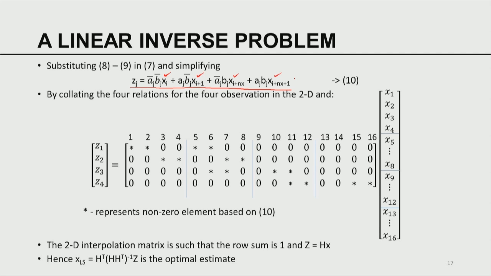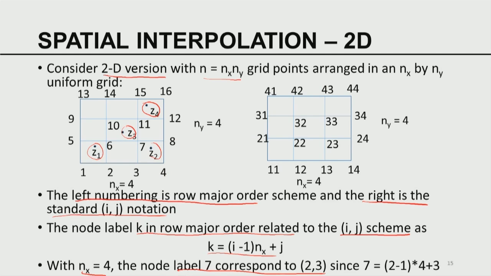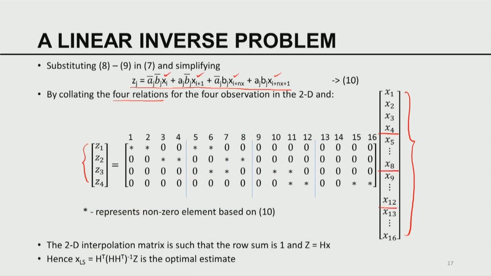So I can write this in the form of a matrix. There are four observations, so there are four relations. So this is the observation vector. There are 16 unknowns. The 16 unknowns are naturally partitioned into a vector of four segments. So z1 now lies, let us go back to the picture now. z1 is in the grid with origin 1. So z1 will affect only 1, 2, 5 and 6. That can be readily seen.